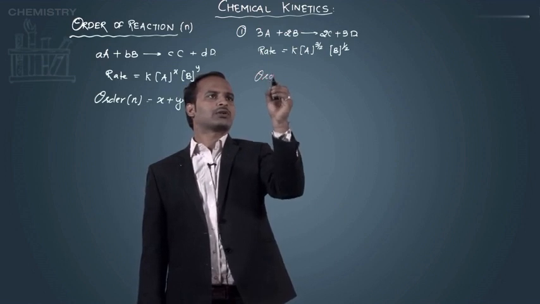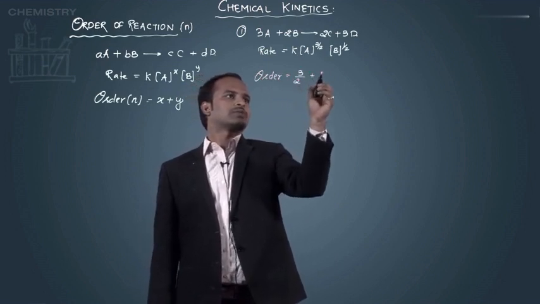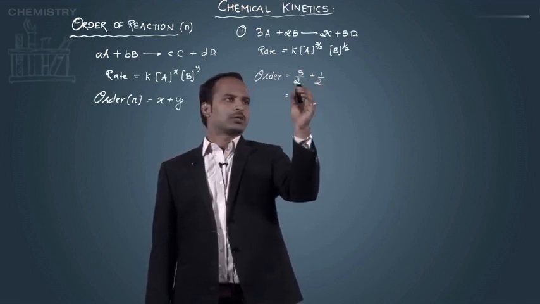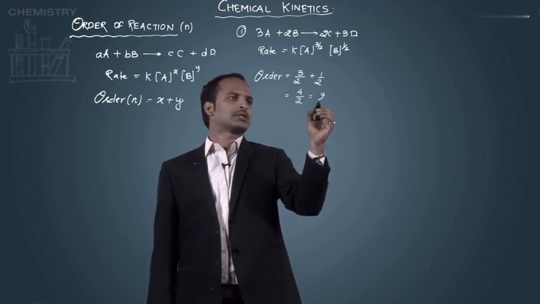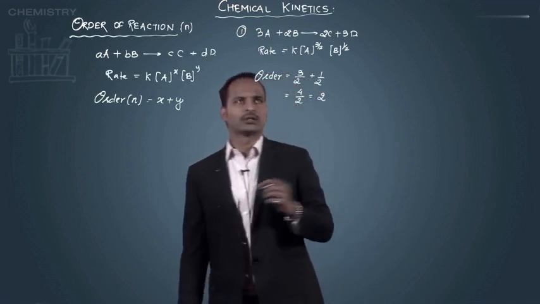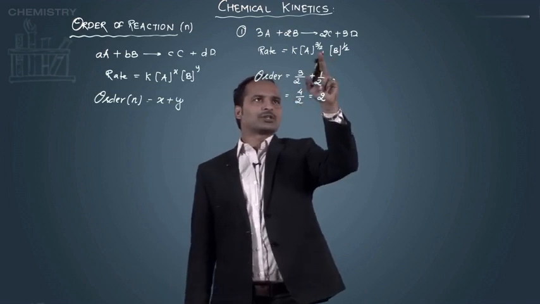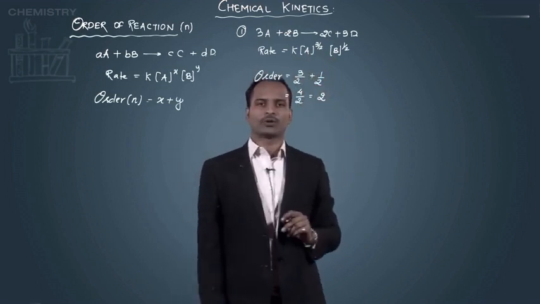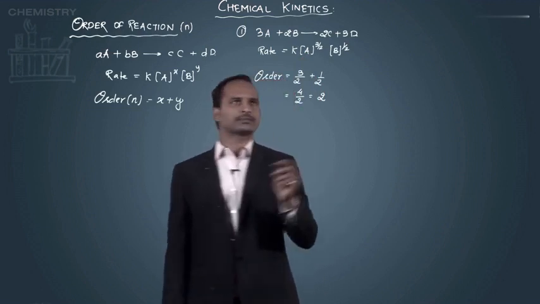So here I can say order is equal to 3 by 2 plus 1 by 2, which is going to be 4 by 2, that is, the answer is going to be 2. So I can say that here the reaction is a second order reaction. So this type of question may be asked. Here the order of reaction for each particular reactant is fractional, but when I'm calculating the overall order of reaction, then the overall order is an integer.